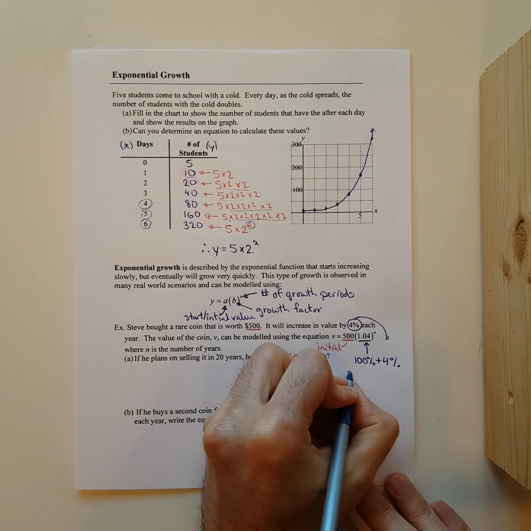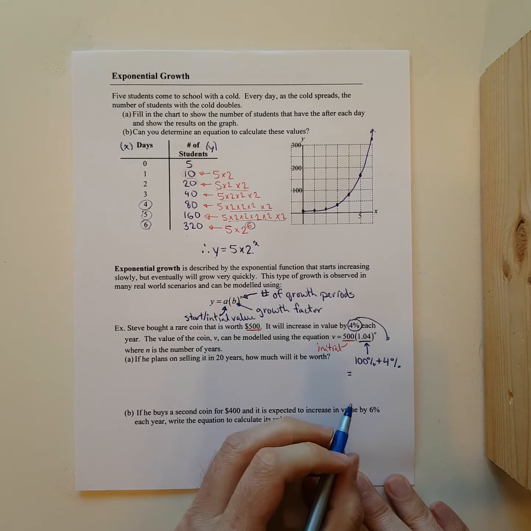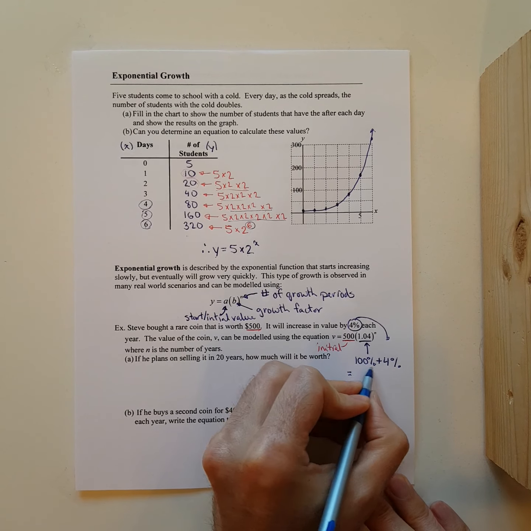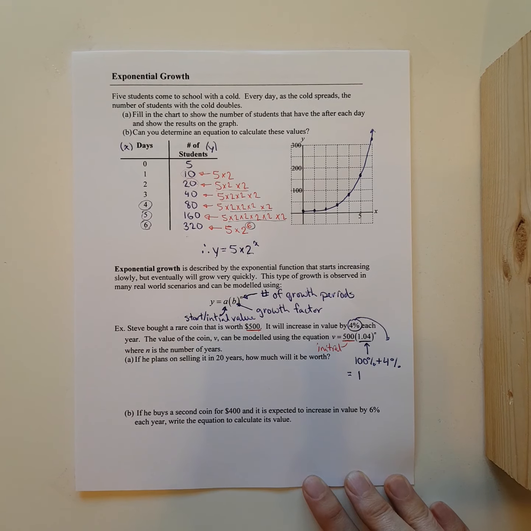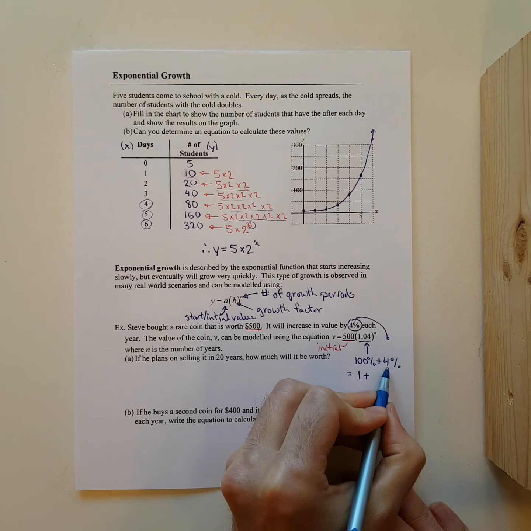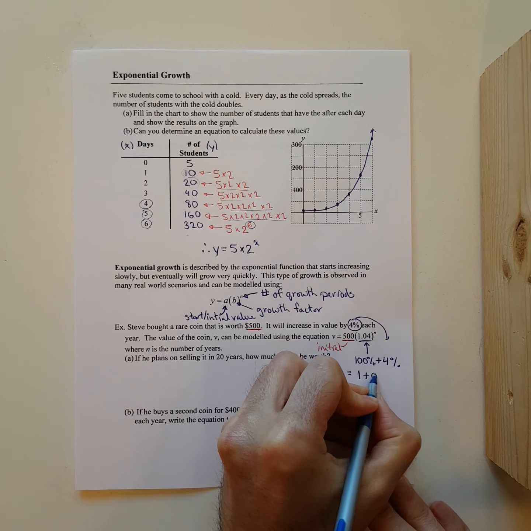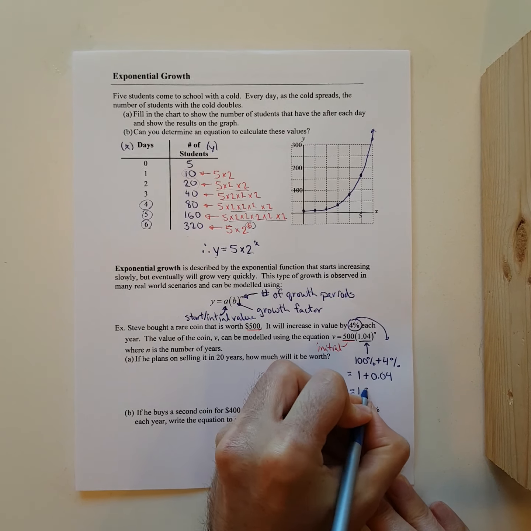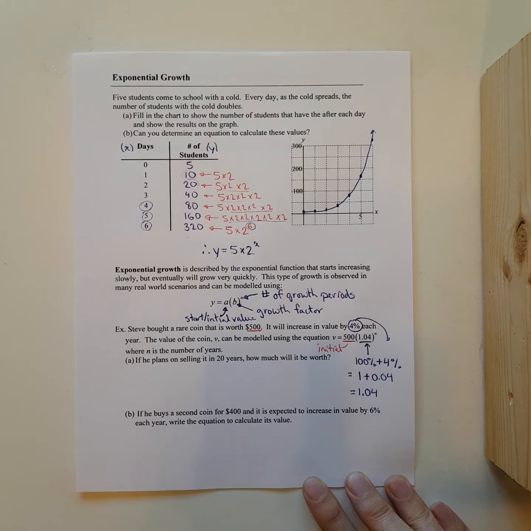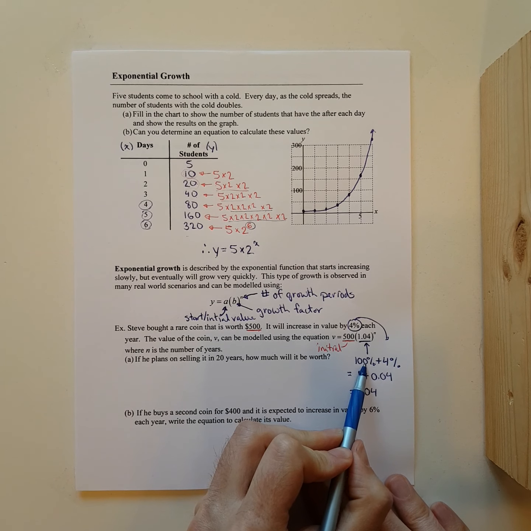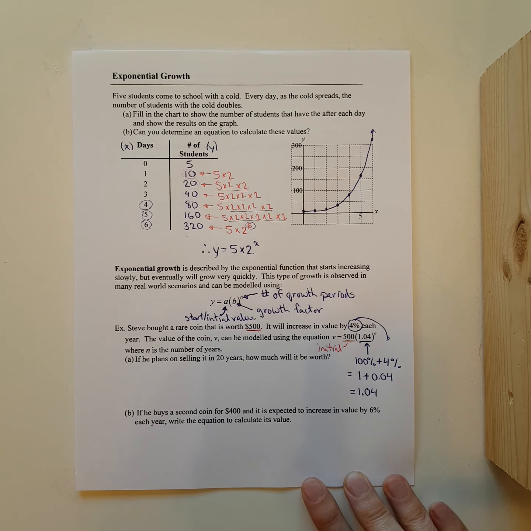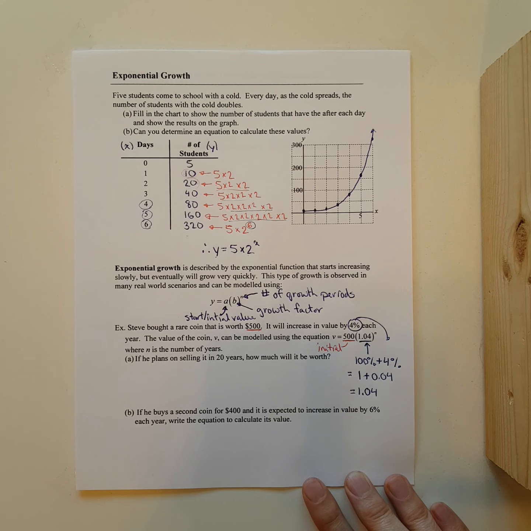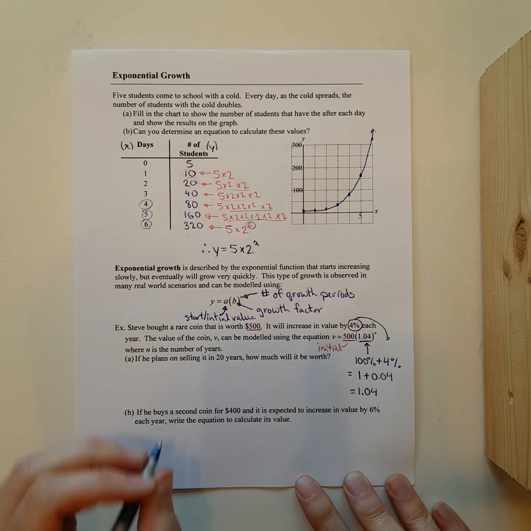Now, if I convert those to decimals, remember to convert a percentage to a decimal, I will divide by 100. So if I divide that by 100, I get 1. If I convert this to a decimal, if I divide by 100, I will get 0.04. And if I add those together, I get 1.04. So it's 100% of its original value, and add on 4% more is the same as saying multiply by 1.04.